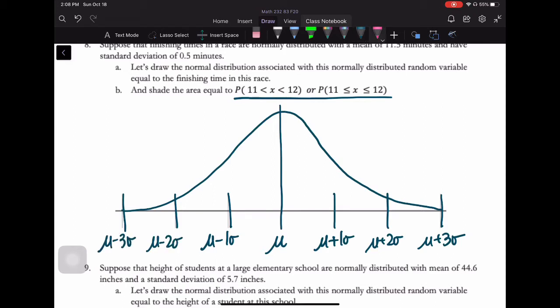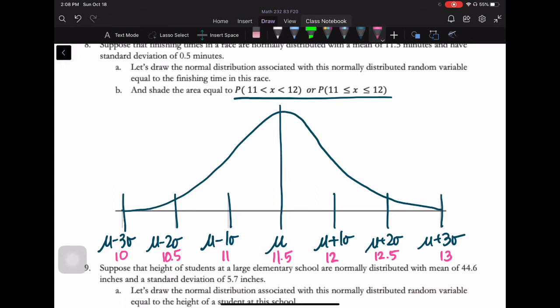This problem specifically had a mean of 11.5 and a standard deviation of a half. Adding a half, I get 12. Adding a half again, I get 12.5. Adding a half again, I get 13. Subtracting, I get 11. Subtracting, I get 10.5. Subtracting, I get 10.